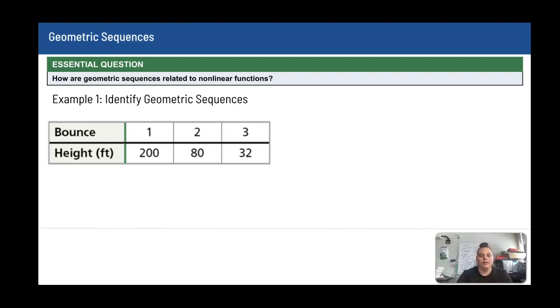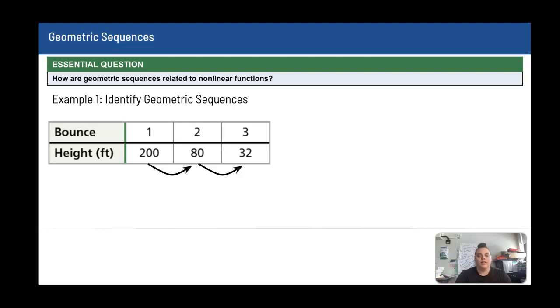So here we have a ball and it is bouncing. On bounce 1, 2, and 3, it reaches these different heights, 280 and 32. We can figure out if this is a geometric sequence by looking from one value to the next and determining, is there a number that I am multiplying or dividing by every time?